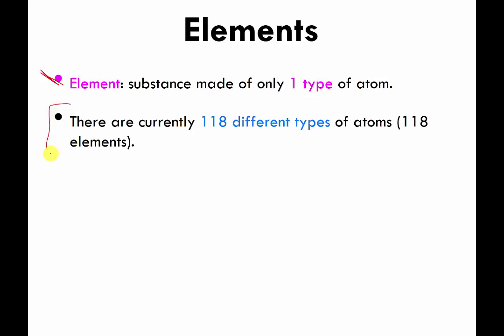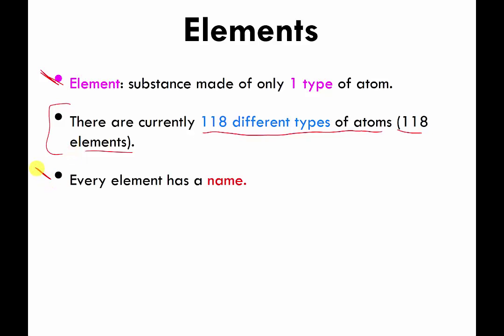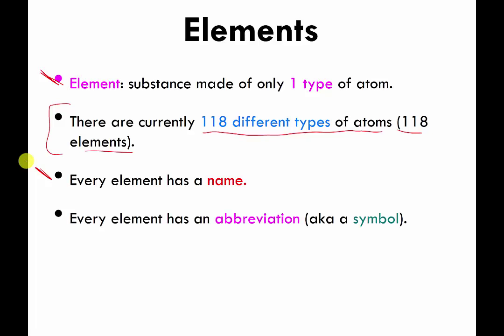There are currently about 118 different types of atoms, which is another way of saying there are 118 different elements out there in the world that we are aware of or that we are able to make. Every element has its own unique name, so you can tell it apart from the others. Every element also has an abbreviation, because sometimes people just don't want to write the full name. The abbreviation has a more formal name. It's called the symbol of the atom.